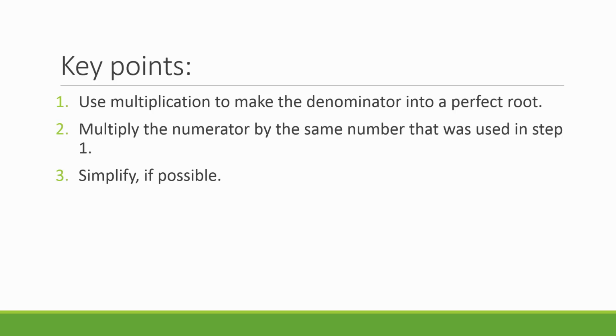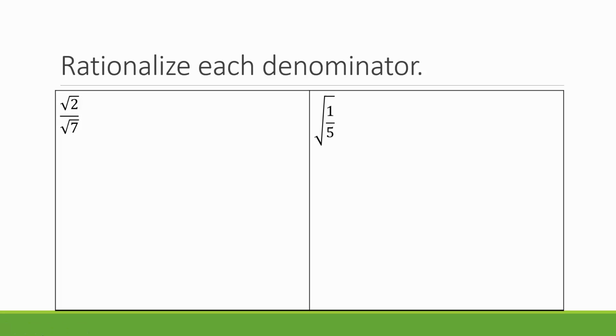Now, since we're dealing with fractions, remember we want to keep the fraction equivalent. So whatever I multiply my denominator by, I must also multiply my numerator by that same number to keep that fraction equivalent to its original value. Then we can simplify if possible. Okay, so rationalize each one of these denominators.